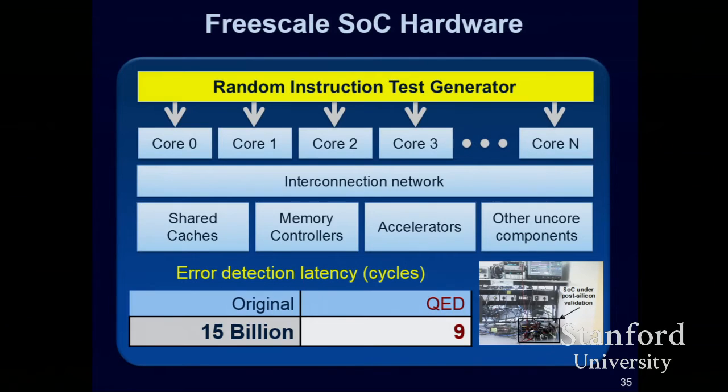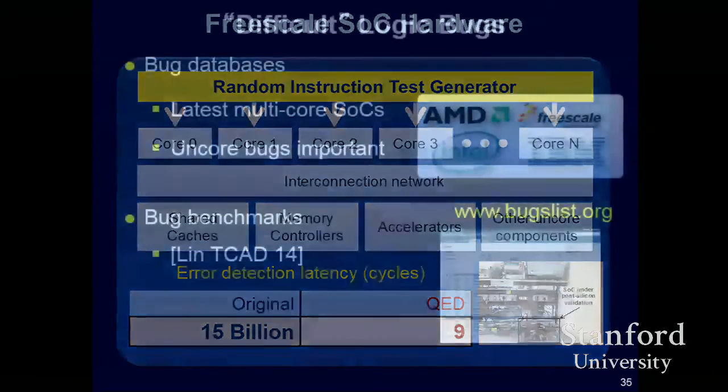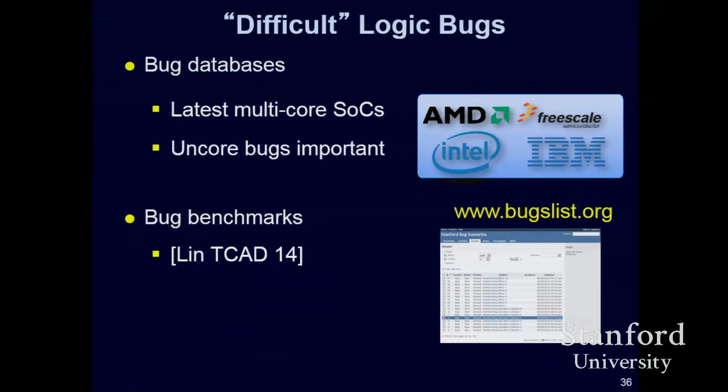So 8 plus 1 is 9. As you can see, within nine cycles, we could tell exactly where the bug is from that 15 billion, and in a few seconds compared to several months. So it works for logic bugs. What about other logic bugs?